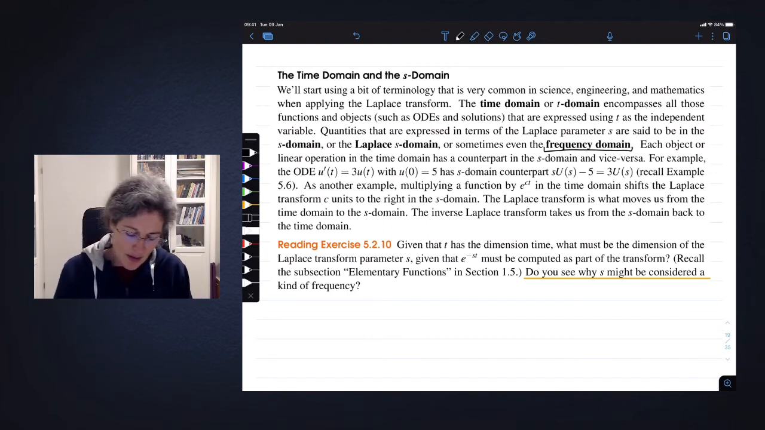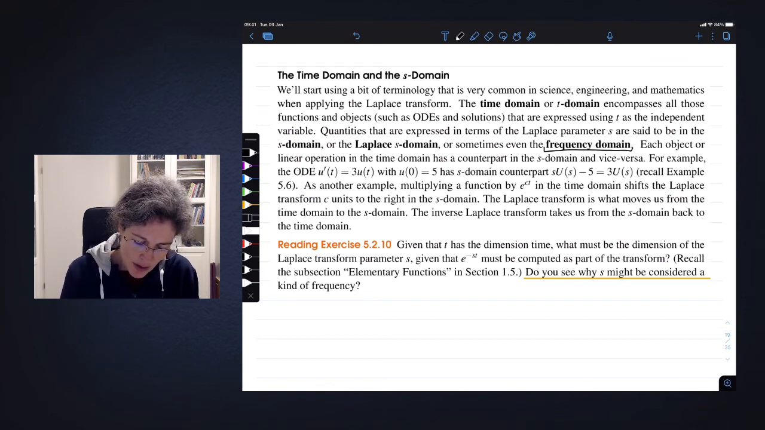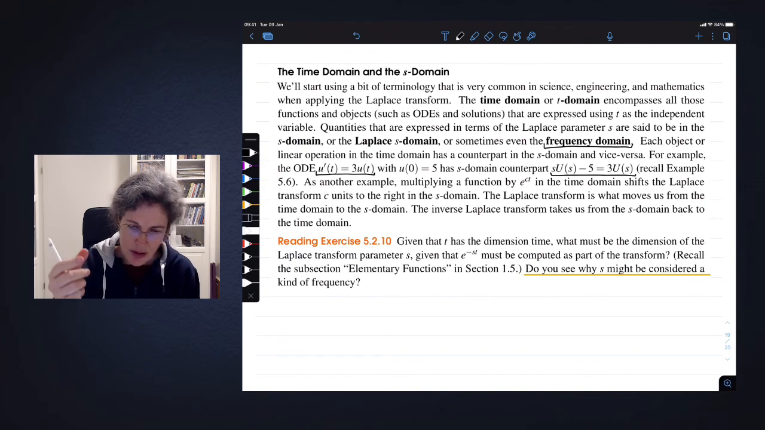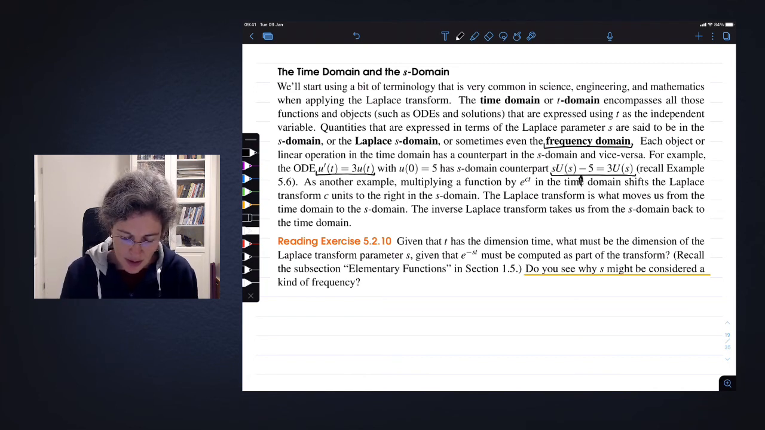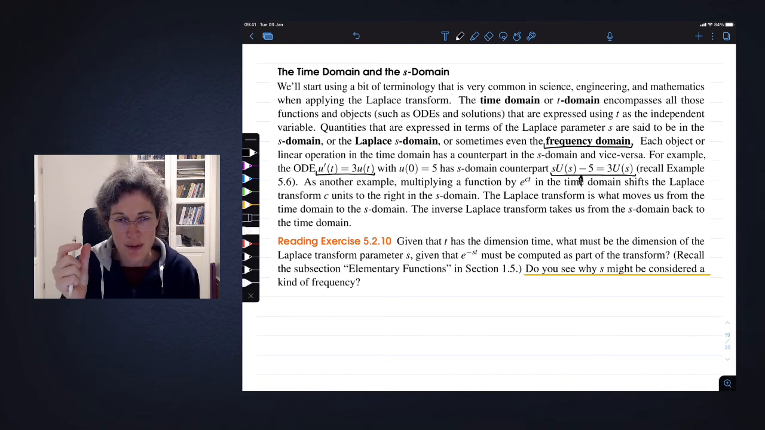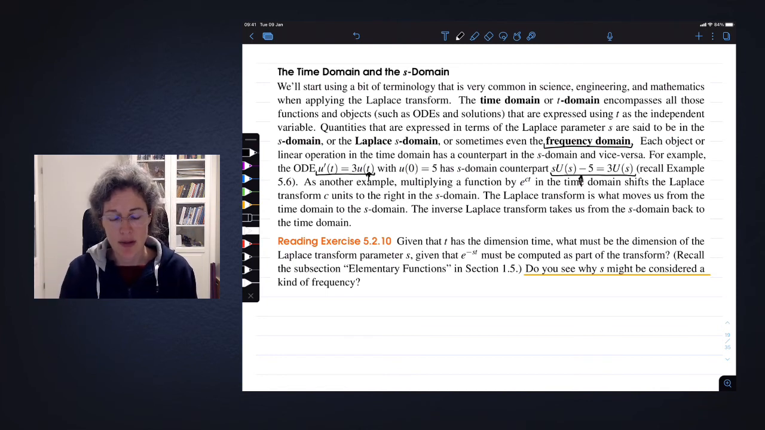Why might we think of it as a frequency? Well, if we look at our ODE here, which we solved, and it has its s-domain counterpart over here, we can think about the variable that we have in our Laplace transformed version. If you go and do a little bit of working around, you'll see that s must have units of inverse time if time is what's being measured in your original ODE. So we think about inverse time as being a frequency, and so we end up thinking of the Laplace transform as living in the frequency domain. It's not exactly the frequency that you know, but it's sort of, because it's got units of 1 over time.